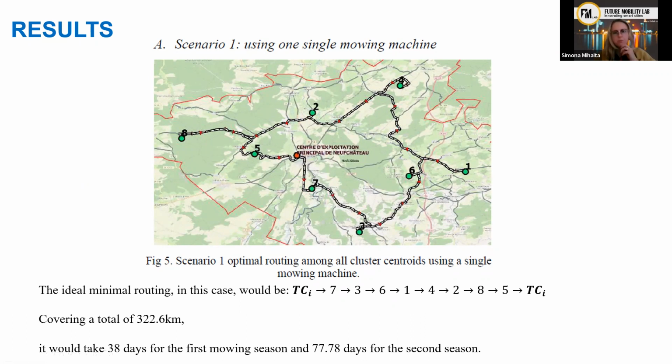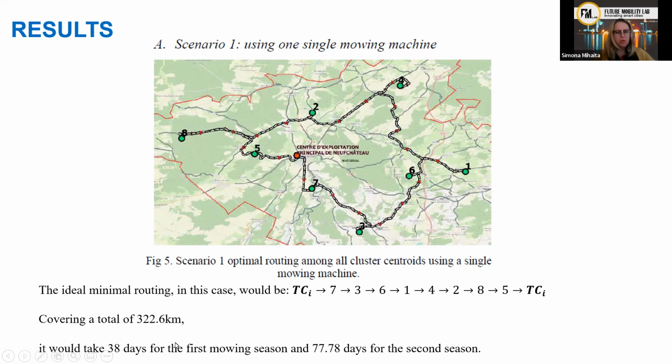So the optimal output of the minimal routing in between the cluster of roads would be that the machine would depart from the technical center. They would go, for example, to Centroid 7, mow all the roads that are allocated to Centroid 7, then move on to Centroid 3, do all the roads here, then to 6, 1, 4, 2, 8, and 5, and come back. So basically, this would be the optimal order if only one machine would be used for this technical center.